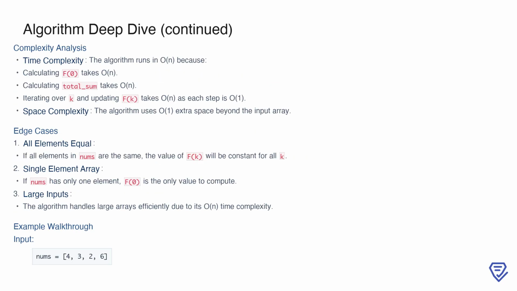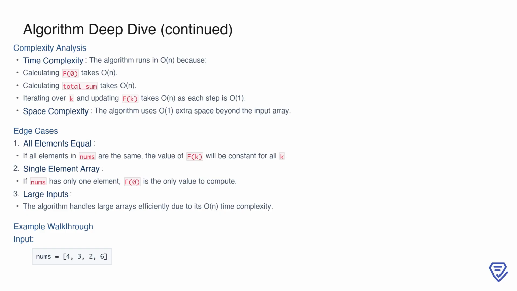Analyzing the complexity, the algorithm runs in O(n) time. Computing f(0) and total_sum each take O(n), and iterating through all rotations involves O(n) updates, with each update being O(1) due to the recurrence relation. The space complexity is O(1), since we only use a few additional variables beyond the input array.